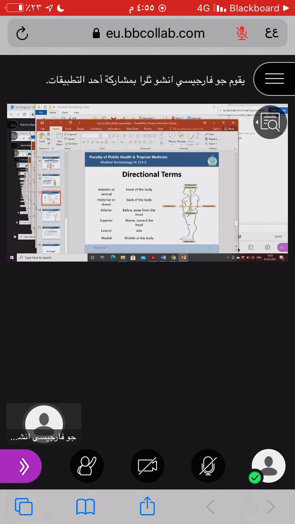This is also important. How the body is divided, different parts of the body: anterior, posterior, inferior. What do you mean by inferior? What do you mean by superior? What do you mean by lateral? And what do you mean by medial? Very important. The next slide is also important.